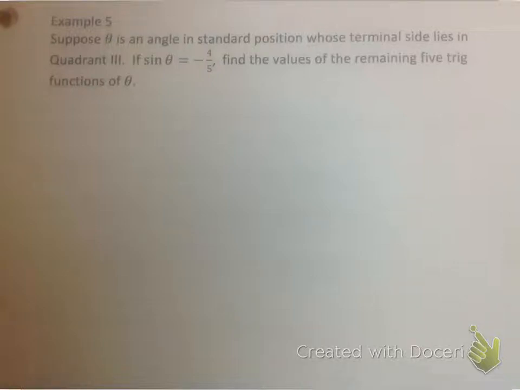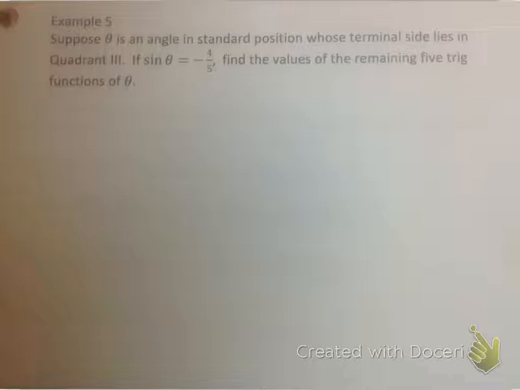Okay, we're looking at example 5 from lesson 5.3. It says, suppose theta is an angle in standard position whose terminal side lies in the third quadrant. If sine of theta is negative 4/5, then find the values of the remaining 5 functions of theta.